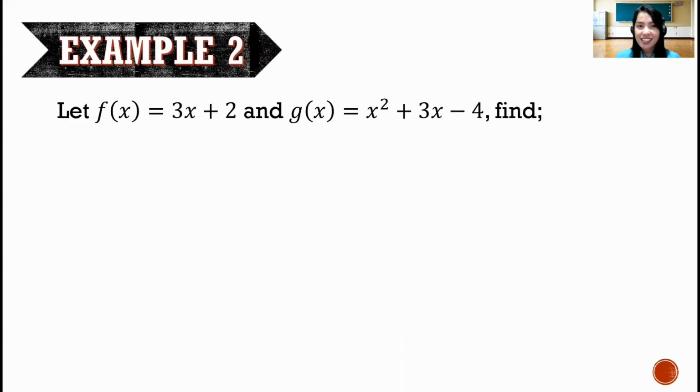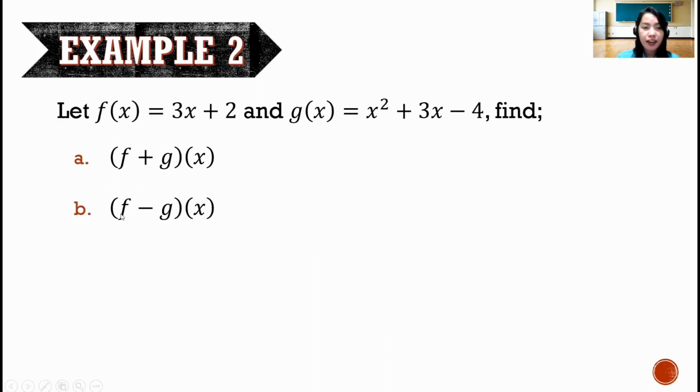Let's have another example. In example 2, let f of x equals 3x plus 2 and g of x equals x squared plus 3x minus 4. We're going to find and simplify the following. For letter A, we have the quantity f plus g of x. For letter B, the quantity f minus g of x. For letter C, we have f times g of x. And last, we have f over g of x.